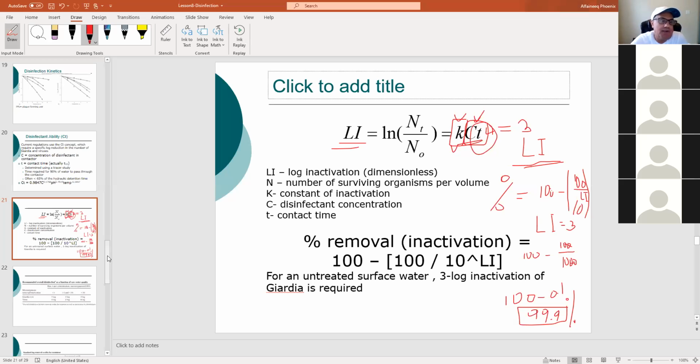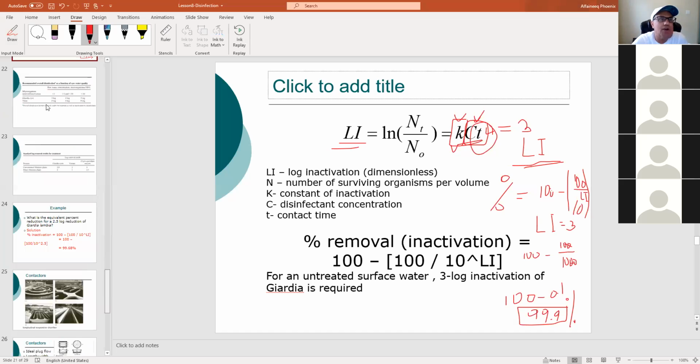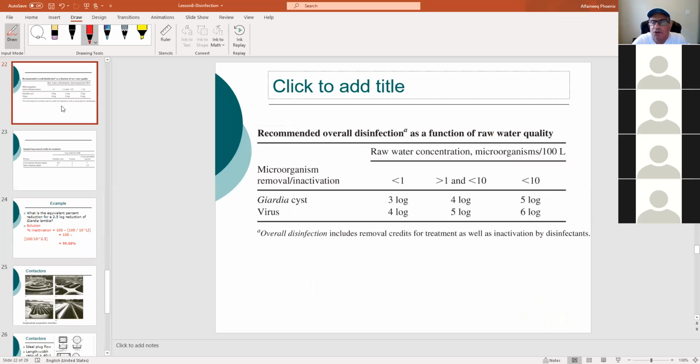Okay, now we know this very well. Recommendations on what log you're going to use, it depends. There are many recommendations; here they are for Giardia cyst. This is our indication of how infected the water is. We go with that Giardia cyst, and we use 3 log for it. So let's go to the design.